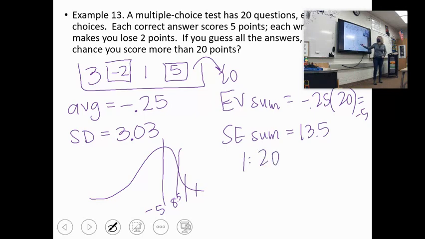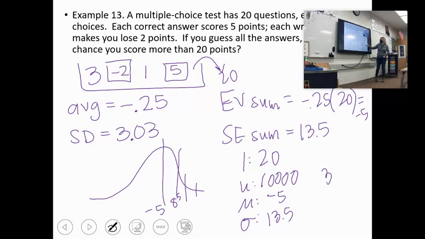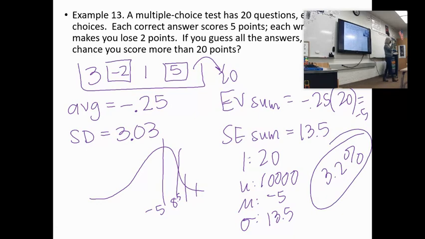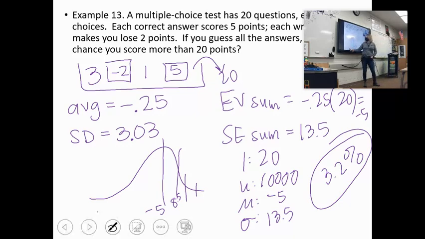20. Upper bound. Yep, our high number. Mean or EV sum, negative 5. SD or SE sum, 13.5. And what's the chance? 3.2% chance of scoring more than 20 points if you just guessed. Okay, that's not very encouraging.